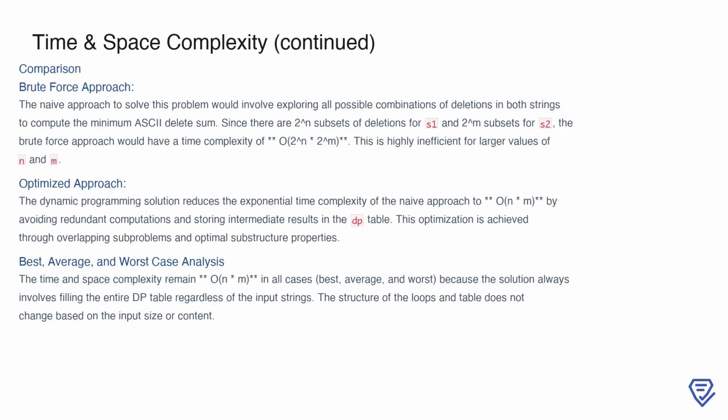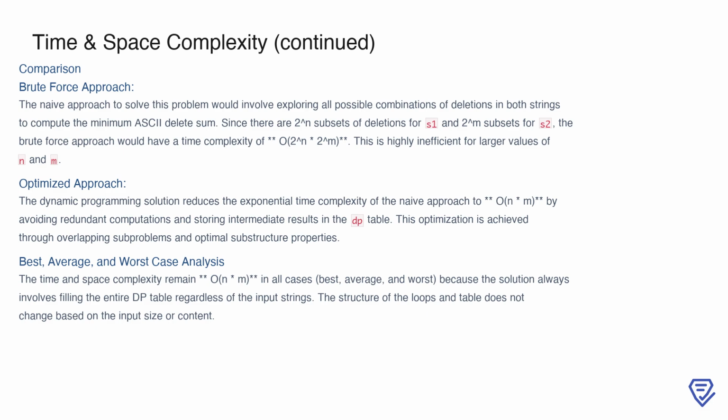A naive solution would involve exploring all possible deletion combinations for both strings, leading to a time complexity of O(2^n * 2^m). This arises because for each string, there are 2^n or 2^m subsets of deletions to consider. Such an approach quickly becomes infeasible as the input size grows.